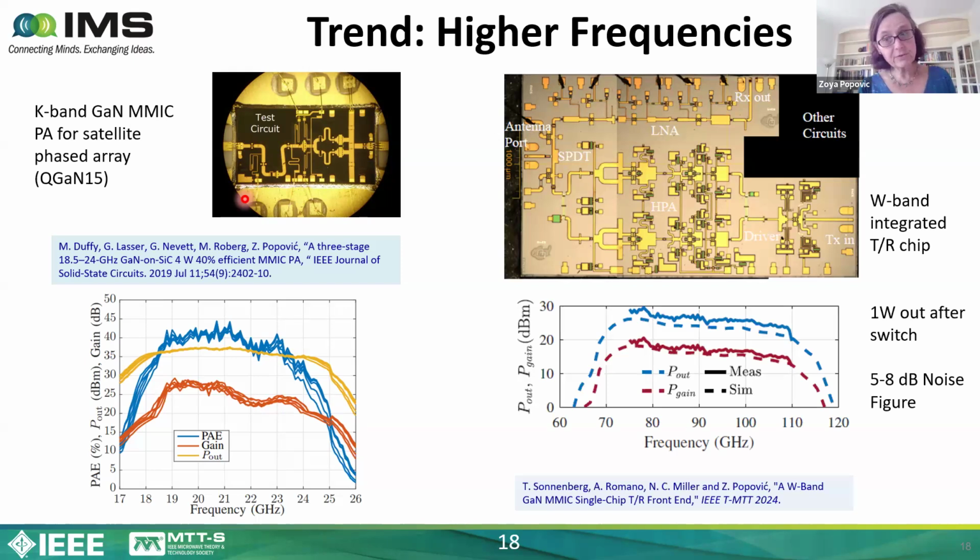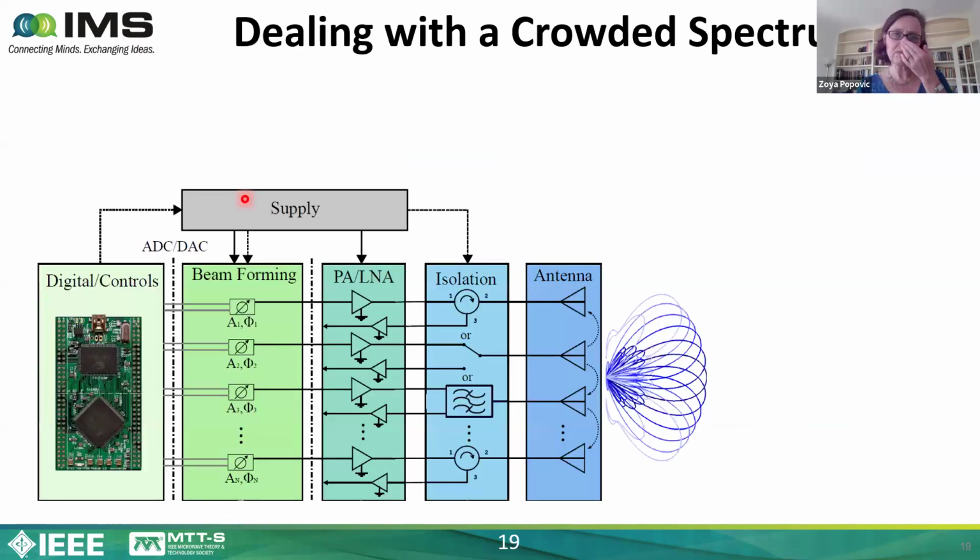And you can go higher in frequency with gallium nitride. This is done in the HRL T3 process, and it is a full transmit receive chip. It has a switch in it, and you can get 1 watt out after the switch with the 5 to 8 dB noise figure across the 75 to 110 gigahertz frequency range, which is really, really good. It includes the loss of the switch. So there are some incredibly powerful semiconductors out there.